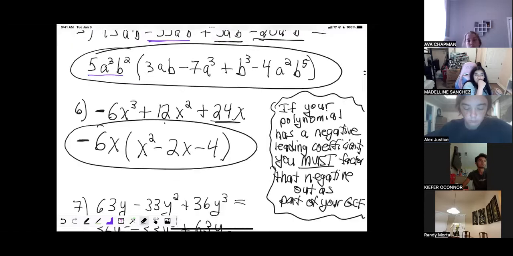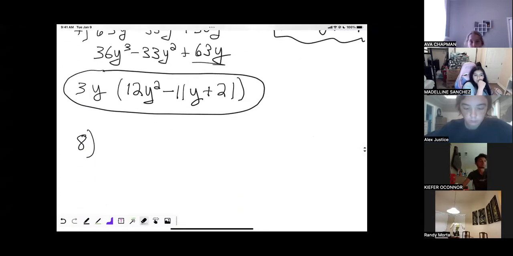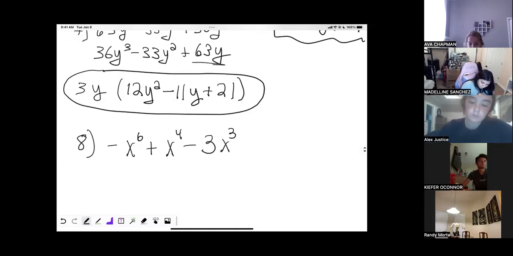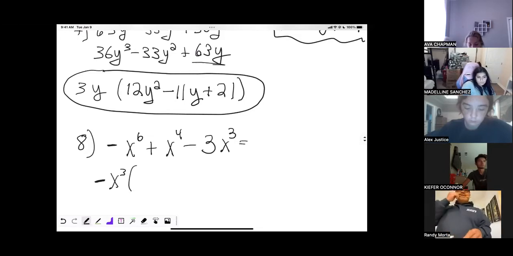Good question. Actually, let me put that here. Hold on a second. Let's say I have negative x to the 6 plus x to the 4th minus 3x to the 3rd. Yes, it also applies to more than a coefficient, anything that's negative. So I would have to factor this out. I would factor a negative out because the negative is first and it's in standard form. So you have 6, 4, 3. You want to look at standard form. What is the smallest exponent I have on x? That's 3. So that's what I would factor out.